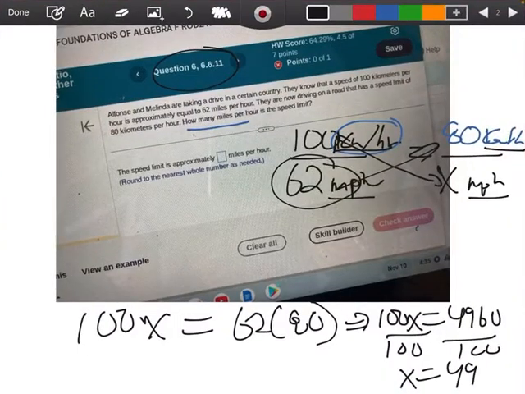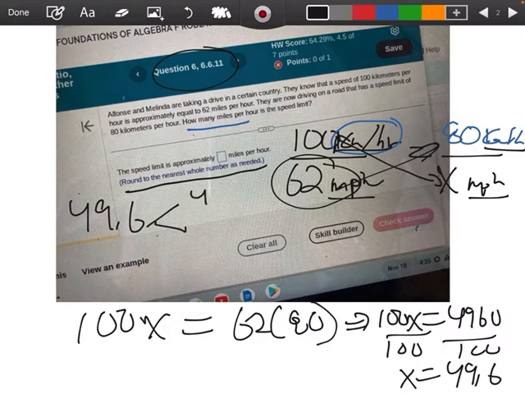Now the directions do tell me to round to the nearest whole number. So what they're asking me, y'all, is 49.6. Is that number closer to 49 or is that number closer to 50? And we'd say, hey, that number is really closer to 50, so that's what I'm going to put right there.